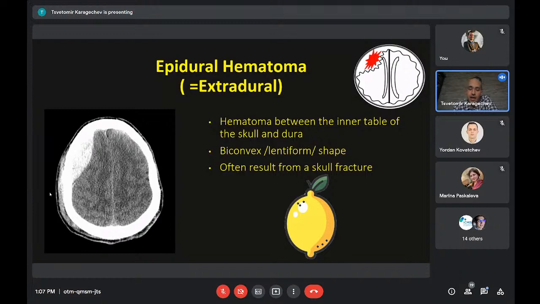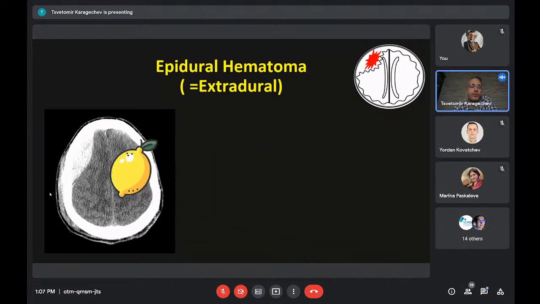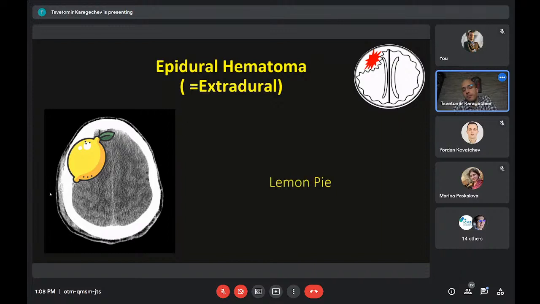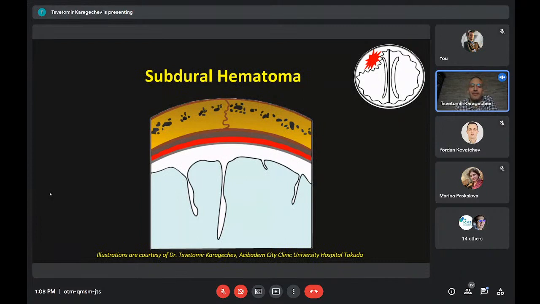We always see it. And I want you to remember, if you forget anything else, just remember how an epidural hematoma looks like. It kind of looks like a lemon. At least in a lot of books, they compare it with a lemon. And this is a very easy way to remember it. Epidural, epi, is actually an acronym for pie. And a lot of pies, you know, the lemon pie. I think you remember it this way.